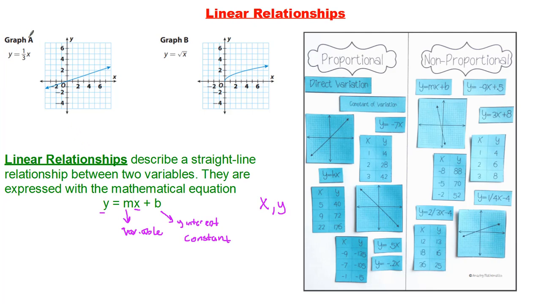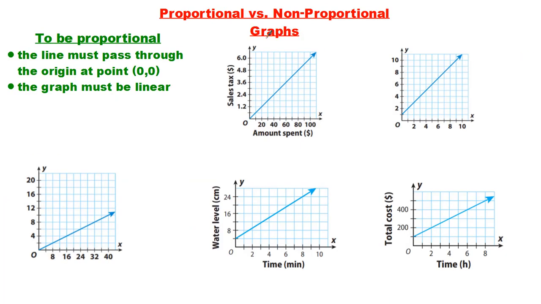Now, of course, for these graphs to be considered linear, they must be a straight line. So if you look at graph A, this is definitely a linear relationship. Over here, you can see that this is not linear. It starts over here and then it curves. So we would say that graph B is not linear. So the first thing you have to remember is that in order for something to have a linear relationship, we must have a straight line. So let's go ahead and talk about whether something is proportional or non-proportional in graphs.